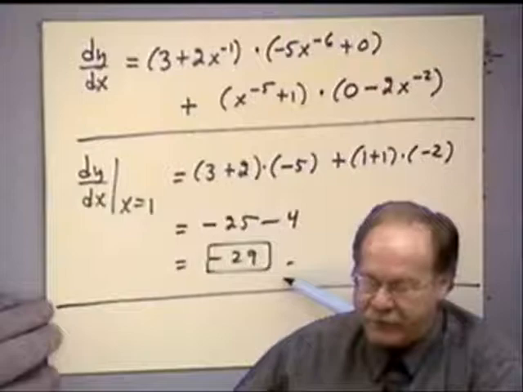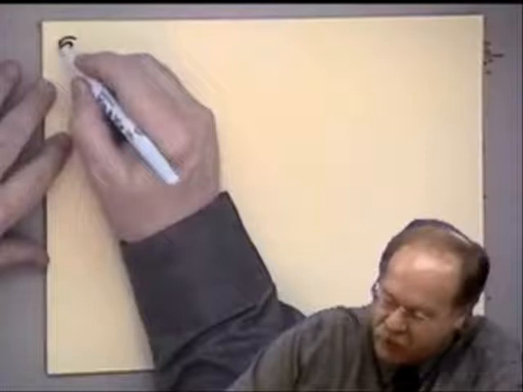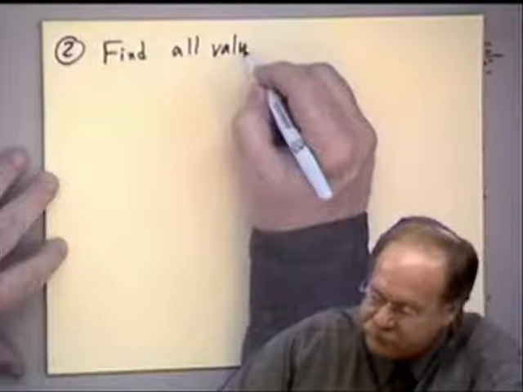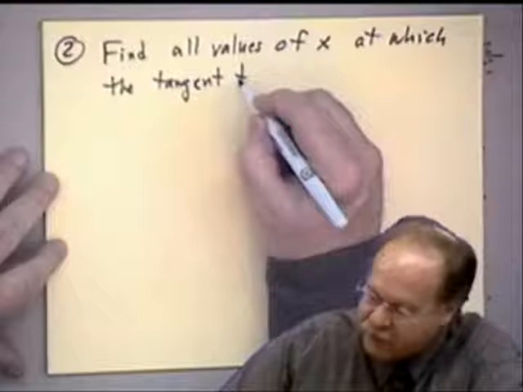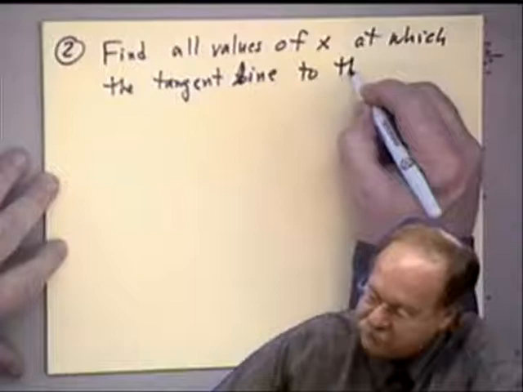Now, let's look at a second question. A second question is, find all values of x at which the tangent line, and when you hear the word tangent line, the word derivative should be running through your head, the tangent line to the curve is horizontal.